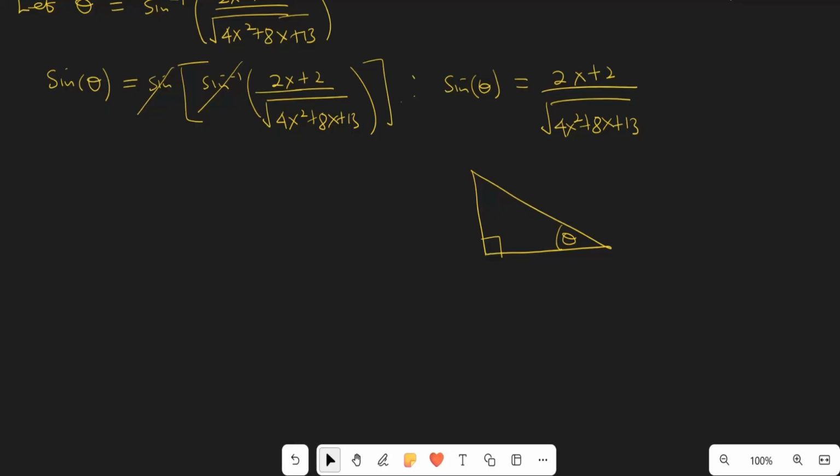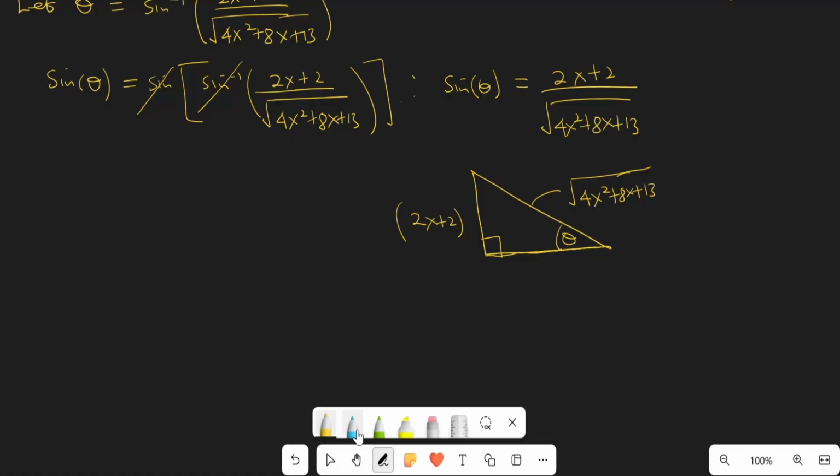What is the sine of theta? The sine of theta is opposite over hypotenuse. The opposite to the angle is this line here, so the opposite is 2x + 2. And the hypotenuse is always the line opposite to the right angle, so this is the hypotenuse, and it is the square root of 4x² + 8x + 13. So we have to find the adjacent here.